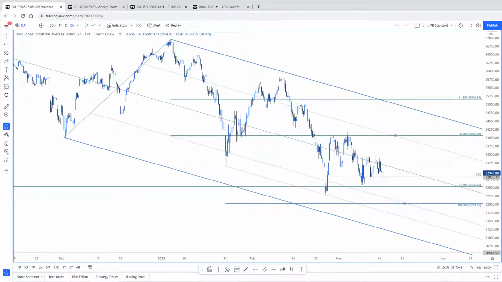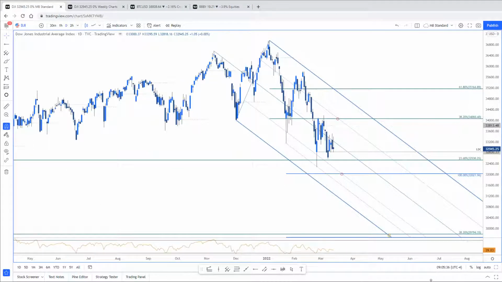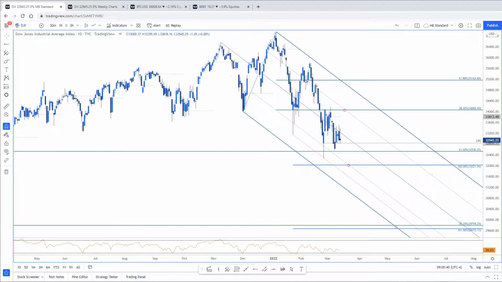All right. Here's what it looks like on the daily. Chop, chop, chop. Okay, and that's Dow Jones. That's everything on my list. Let me know if you have any other questions or specific trade setups you want to get into, guys. Other than that, we'll kind of wrap it up.